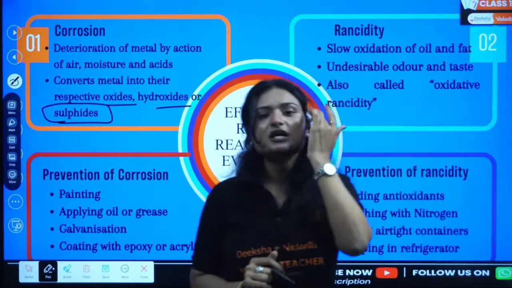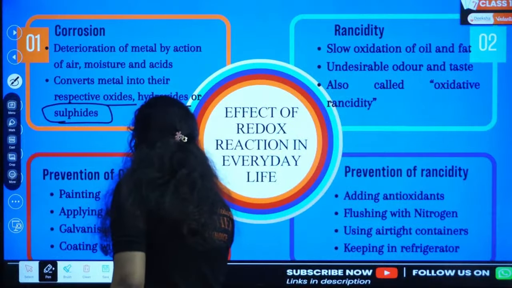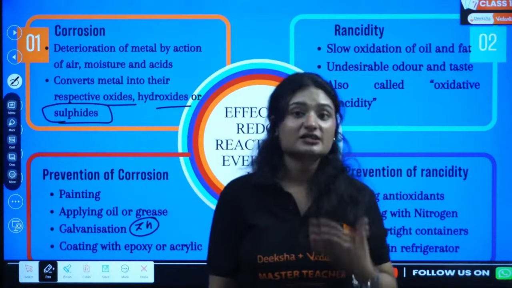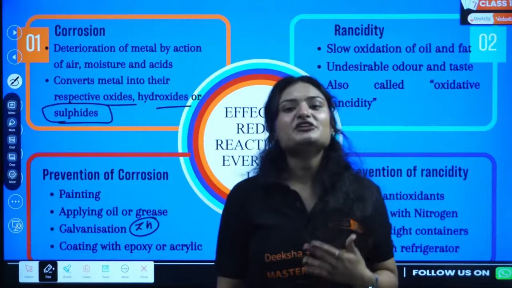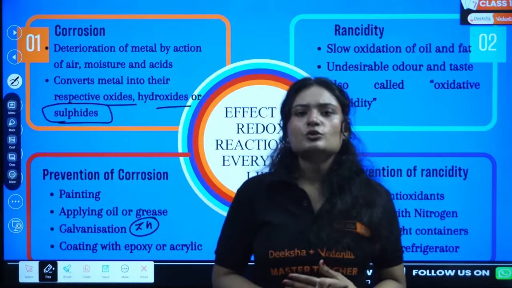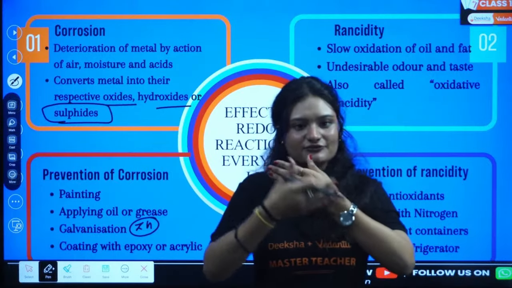What is galvanization? Applying a thin layer of zinc on metal surfaces. If you apply a thin layer of zinc on metal surfaces, it will prevent it from corrosion. How? Because zinc is more reactive than iron. So what it will do, it will get corroded itself and your iron will be safe, right?